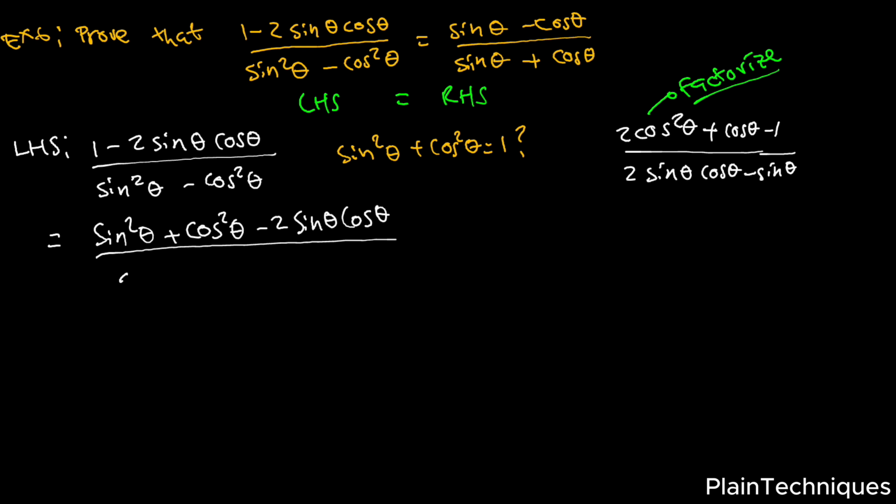Now, in the denominator, what do we have? We have sine squared theta minus cos squared theta. This is the same as x squared minus y squared, right? How do you factorize this? This is how you can go about it. x, y, minus and plus, right? The difference of two squares, okay?